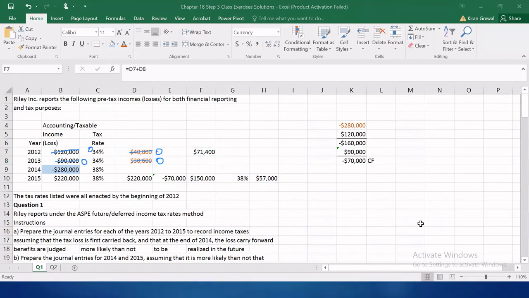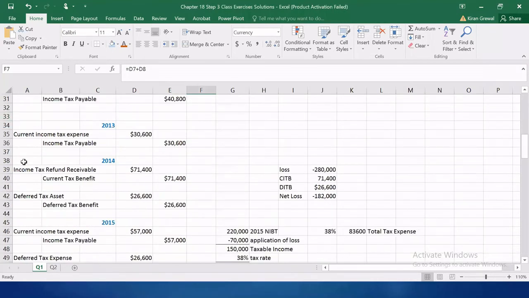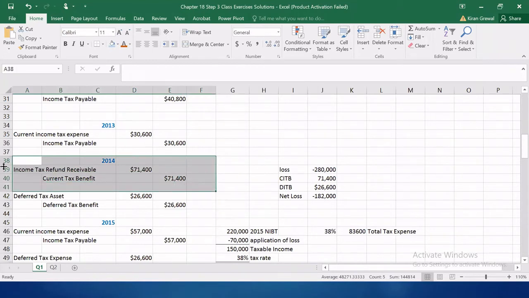Okay. So let's look at the journal entry there. So for 2014, the journal entry is debit your income tax receivable, 71,400, credit our current tax benefit of 71,400. Okay, so we don't have to pay that tax anymore because we've allocated our loss to those 2 years. Therefore, we're going to get a refund of 71,400.